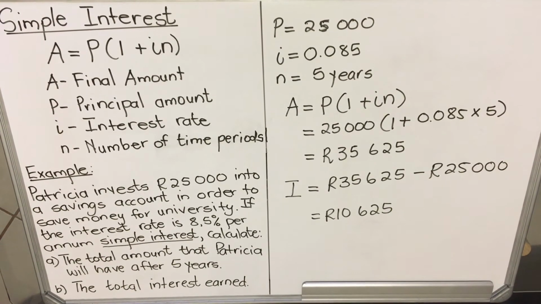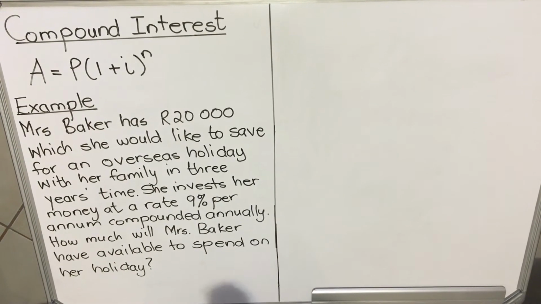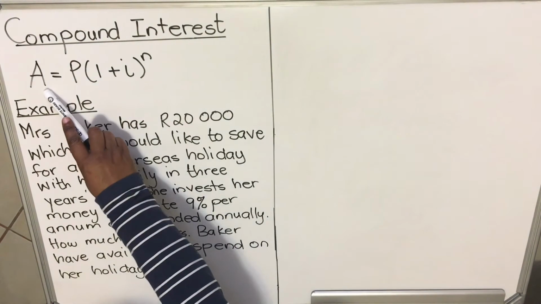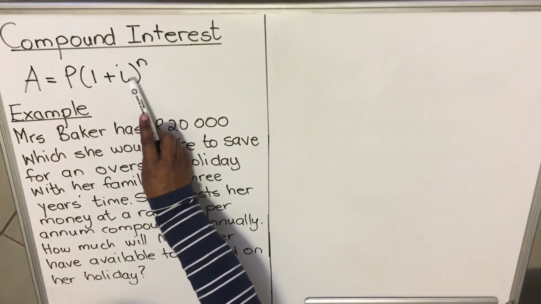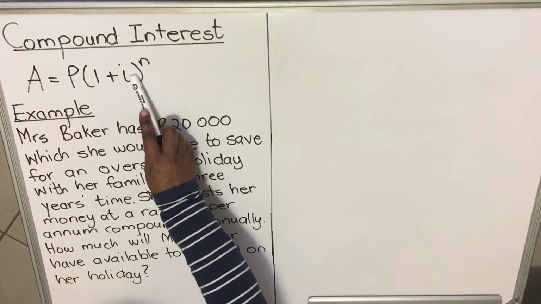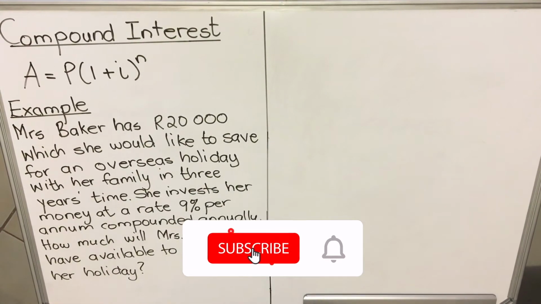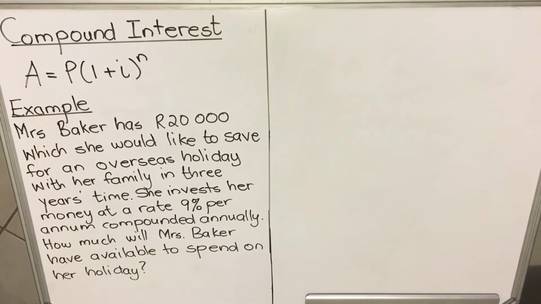Okay, let's look at compound interest. The formula is slightly different from simple interest. The A is the same, the P is the same, the bracket 1 plus i. With simple interest, the N is here. With compound interest, the N is an exponent. So that's how the two formulas differ. Right, let's look at an example.